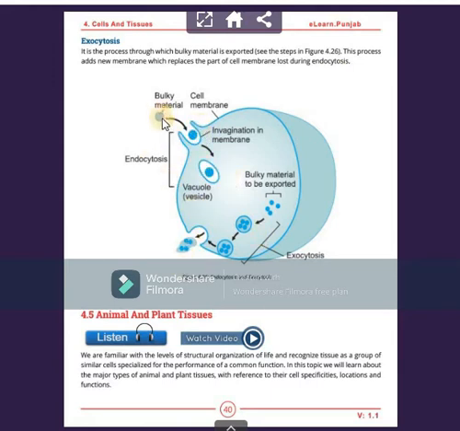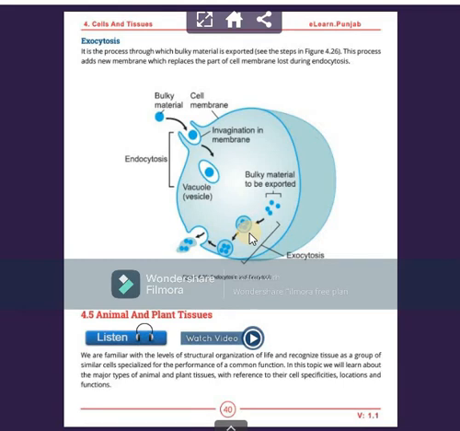This is the endocytosis. Bulky materials come inside. It contains part of the membrane, and after that, when exocytosis occurs, these materials can be exported, and then it gives the membrane. The membrane is again added along with the cell.